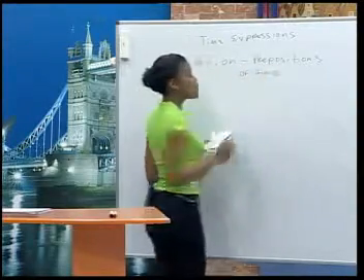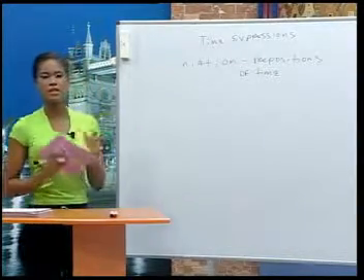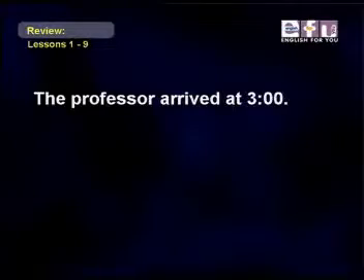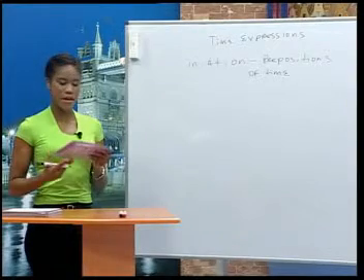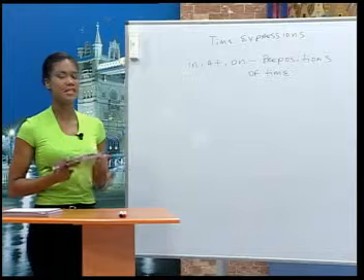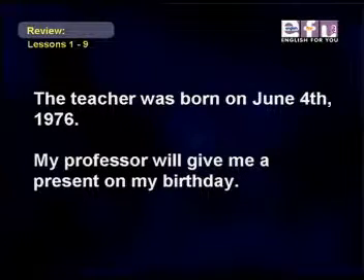Okay, for example, we use at to talk about a time of day. Let's look at some examples. The professor arrived at 3 o'clock. The class will finish at lunchtime. We can use on for days and dates. Examples. The teacher was born on June 4th, 1976. My professor will give me a present on my birthday.